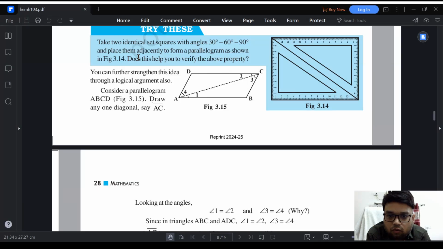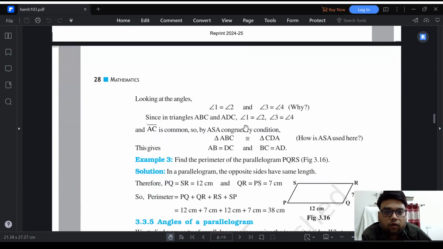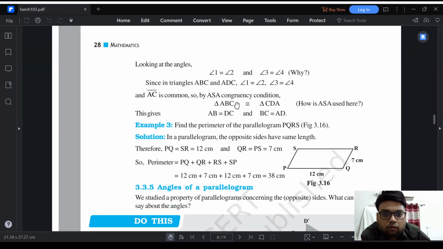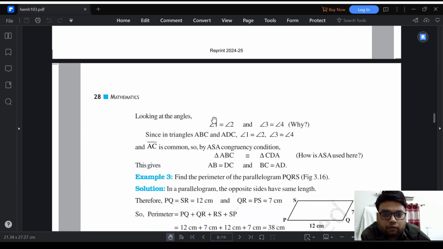1, 2, 3, 4. Looking at these angles, angle 1 is equal to angle 2, angle 3 is equal to angle 4. Since in triangle ABC, angle 1 is equal to angle 2 and angle 3 is equal to angle 4, and AC is common, by the ASA congruency condition, triangle ABC is congruent to triangle CDA. This gives AB equal to DC and DC equal to AD.